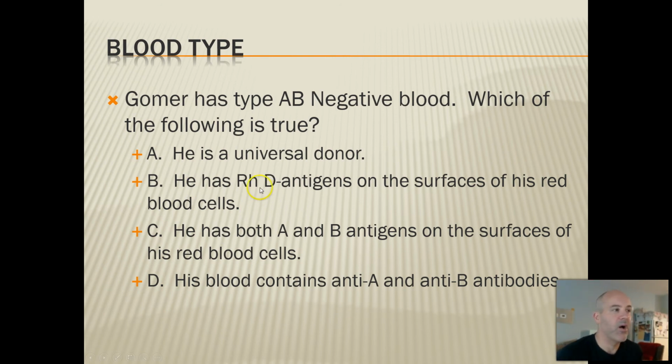Does he have RHD antigens on the surfaces of his red blood cells? No. If you have those on the surfaces of your red blood cells, then you would have positive type blood. He has both A and B antigens on the surfaces of his red blood cells. That's true. His blood contains anti-A and anti-B antibodies. Remember, the antibodies are the weapons generated by your immune system to things that are foreign to you. So if you have type AB blood, you should not have anti-A and anti-B antibodies, because those antibodies would attach to your own red blood cells, and that would not be a good thing. So our answer there was C.